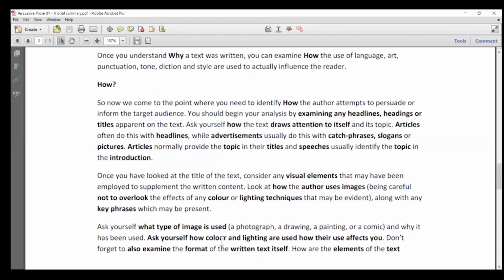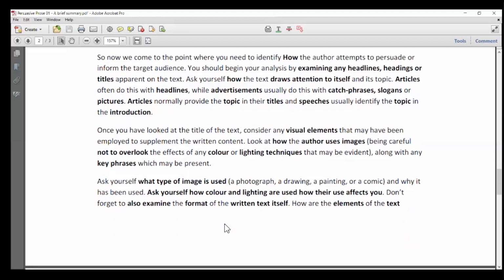Once you have looked at the title of the text, consider any visual elements that may have been employed to supplement the written content. Look at how the author uses images, being careful not to overlook the effects of any color or lighting techniques that may be evident, along with any key phrases. What key phrases? Sometimes they will be bold, highlighted, or underlined. Look at all this. Ask yourself, what type of image is used? Is there any picture? Why was it used? Ask yourself how color and lighting are used and how their use affects you.